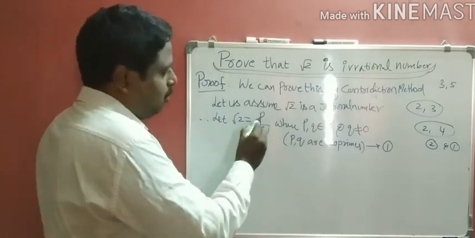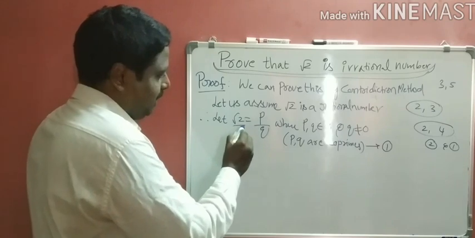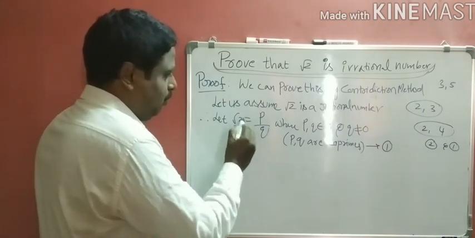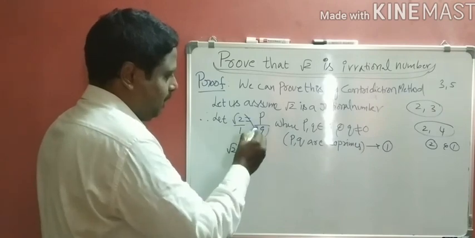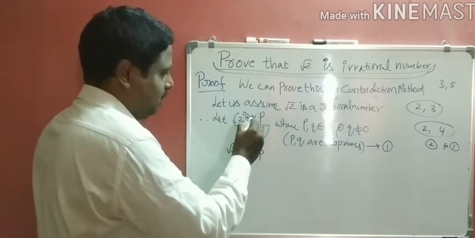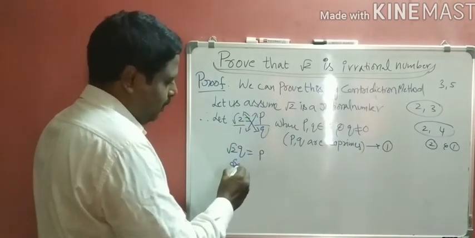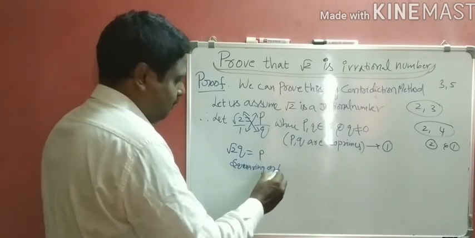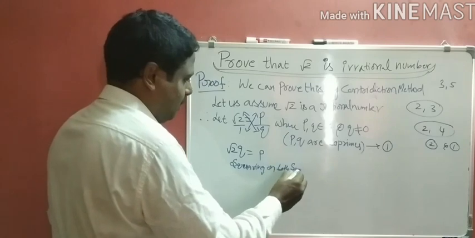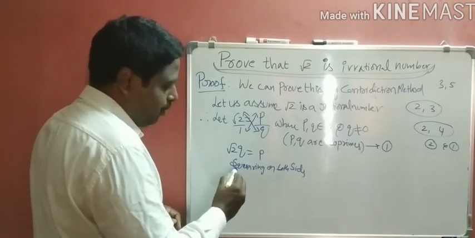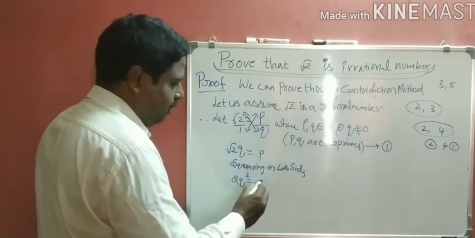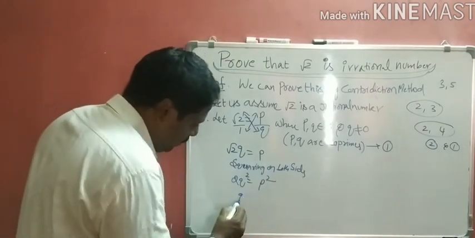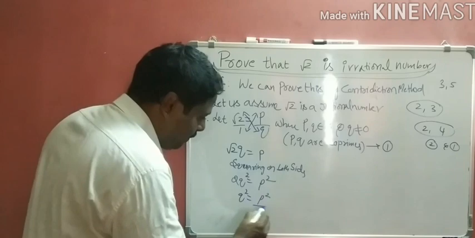Okay, so root 2 is equal to p by q. Cross multiply this. Root 2 q is equal to 1 into p. Cross multiplication takes place here. So squaring on both sides, root 2 q squared means 2q squared is equal to p squared. So let this 2 stay there. q squared is equal to p squared by 2.